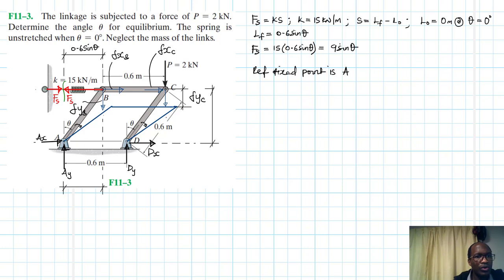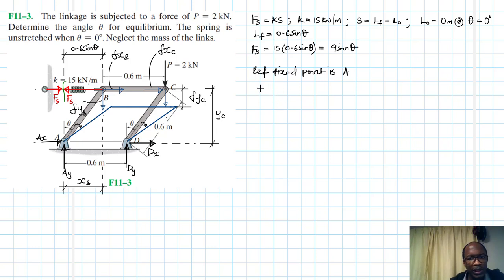So we are going to call this one xb. Okay, it's in the x direction. Okay, and then this one we are going to call it yc. It is in the y direction. All right, so let's define them.